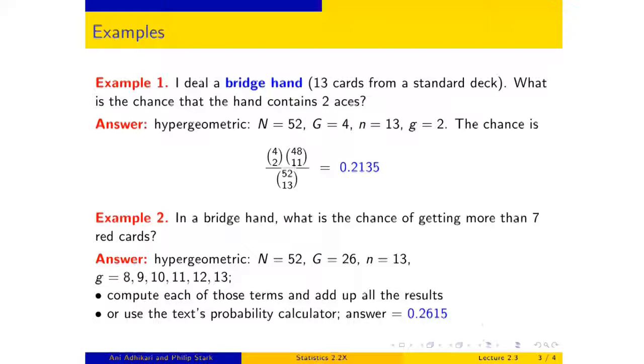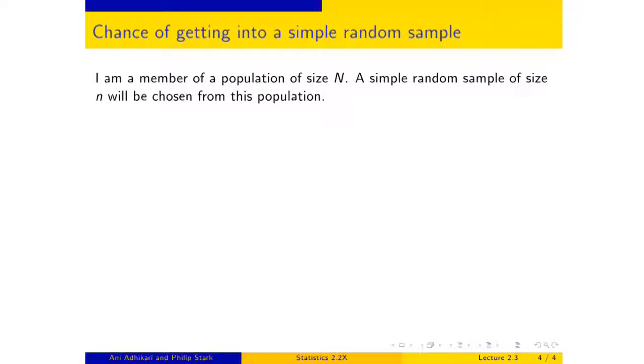And so I would like to end with one situation in which you can't use your probability calculator because the problem doesn't have numbers in it. And this is the question of how likely is somebody to get into a simple random sample. And I'm going to pose it this way. I am in a population of size capital N. Somebody is going to draw a simple random sample of size little n, and I want the chance that I get into this sample. And what I'm going to do is I'm going to do this as a formal application of the hypergeometric, and then we will look to see if we can do it in some other way.